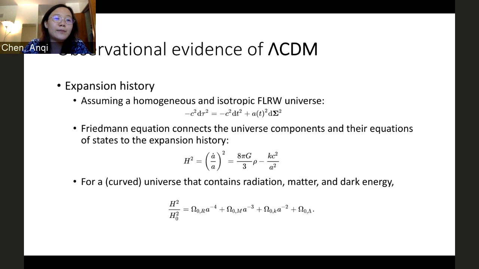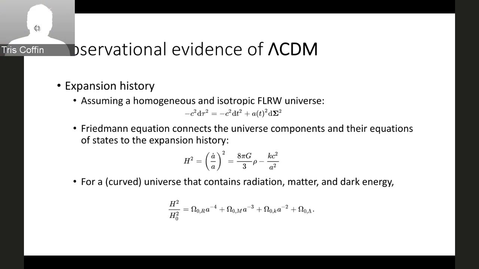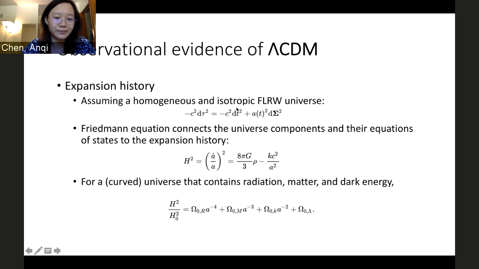The observational evidence for Lambda CDM mostly comes from the expansion history observations. The theory is that we assume our universe is homogeneous and isotropic. That gives us this metric of our universe, where a is the scale factor, which only depends on time. That's why the universe is homogeneous and isotropic.